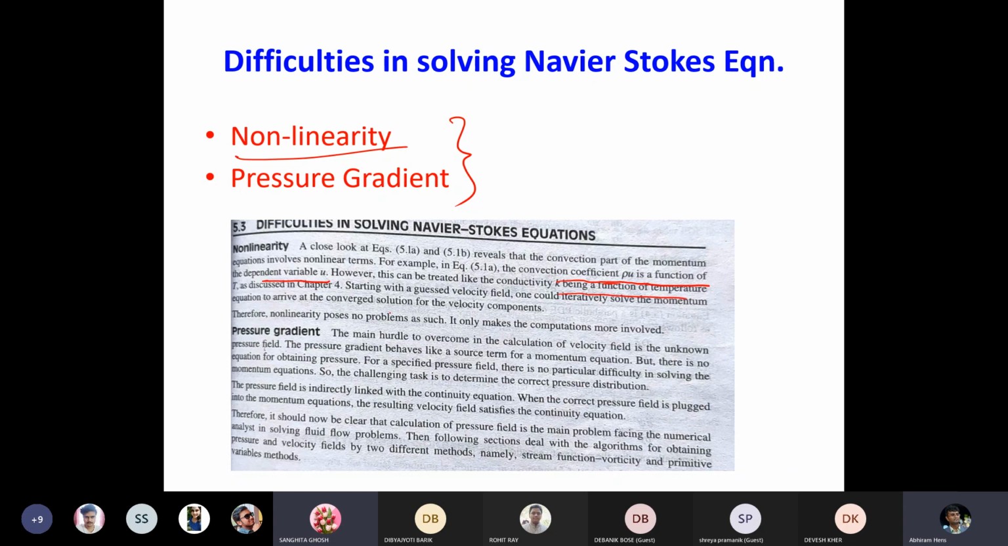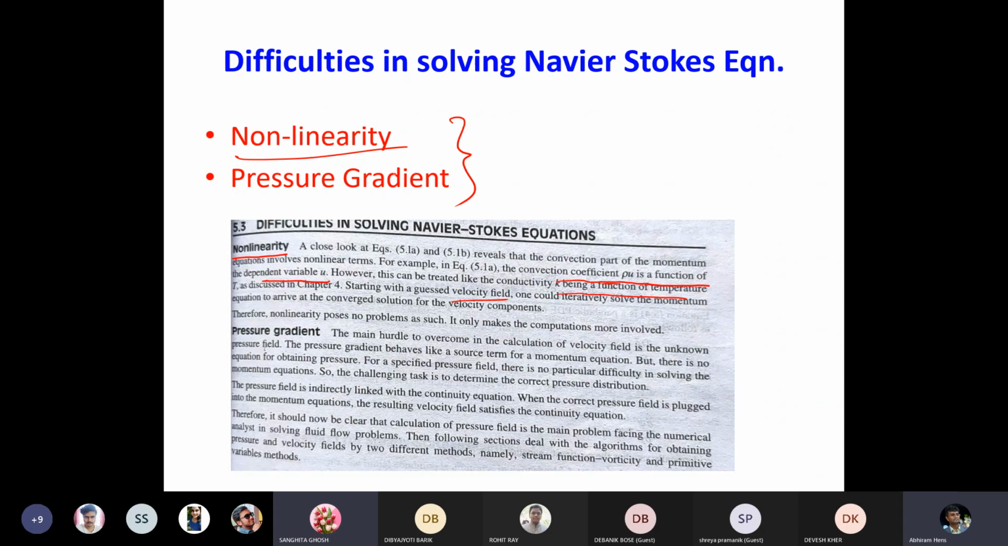So how to deal with this non-linearity? You start with a guessed value of pressure, a guessed value of velocity, and then you try to correlate it with the pressure correction term. That's how you can manage it. In terms of non-linearity, this is basically a matter of more complexity and more computation time, but it can be managed.